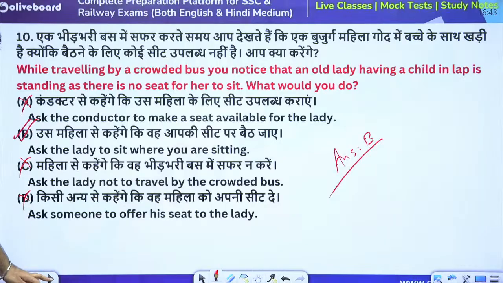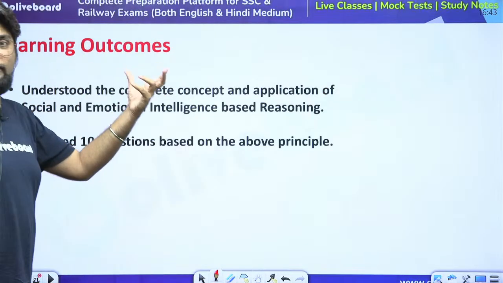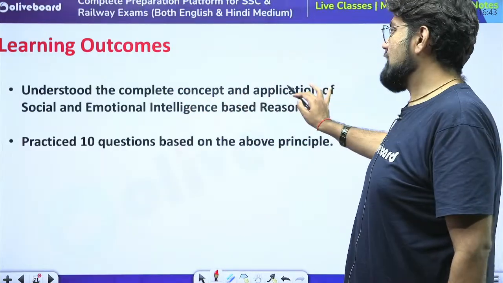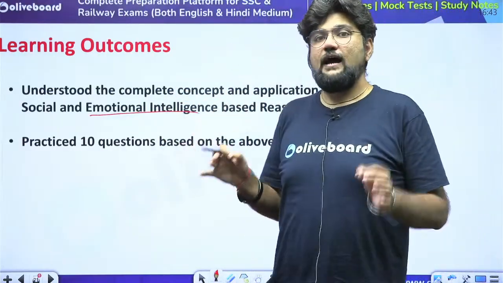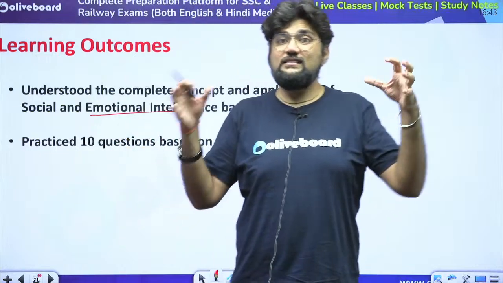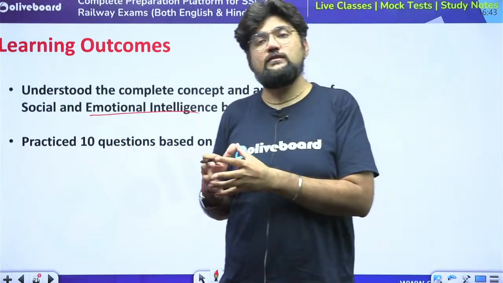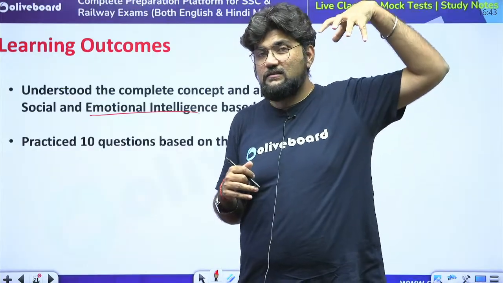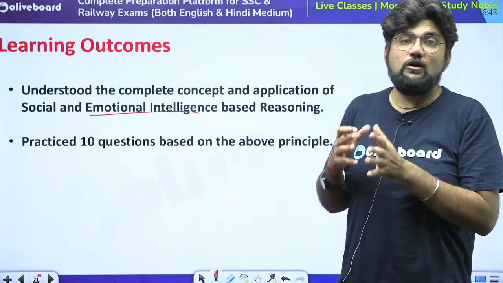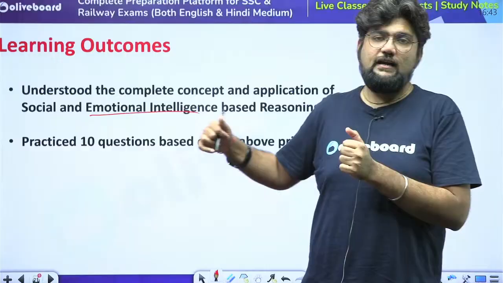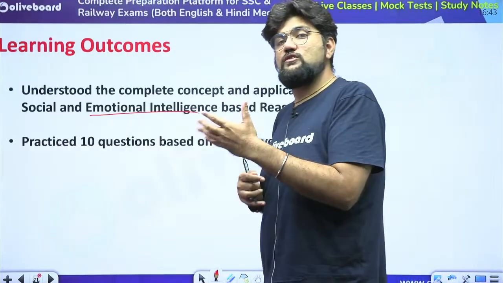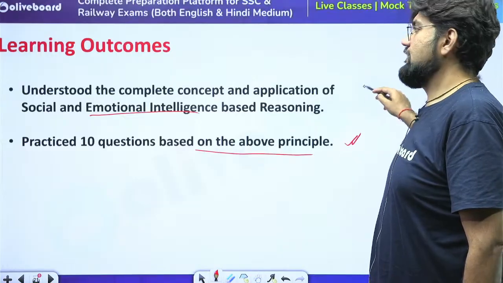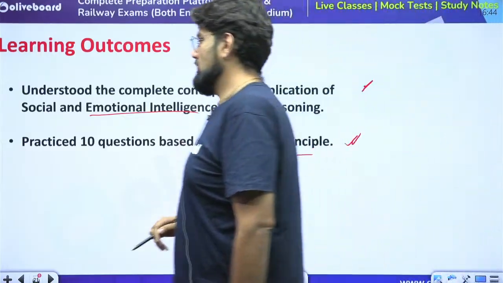So with that being said, we are done with the class. Let's see whether we have achieved our learning outcomes today or not. We have understood the complete concept and application of social and emotional intelligence. I told you what it is all about. What is the purpose of examiners putting this into examinations? Because they want to test not only your analytical, abstract part of your brain, but also your emotional and social part of your brain. I have also told you how you can tackle these questions, what skills are required, and we practiced good questions about the same. So we have achieved our outcomes for today.